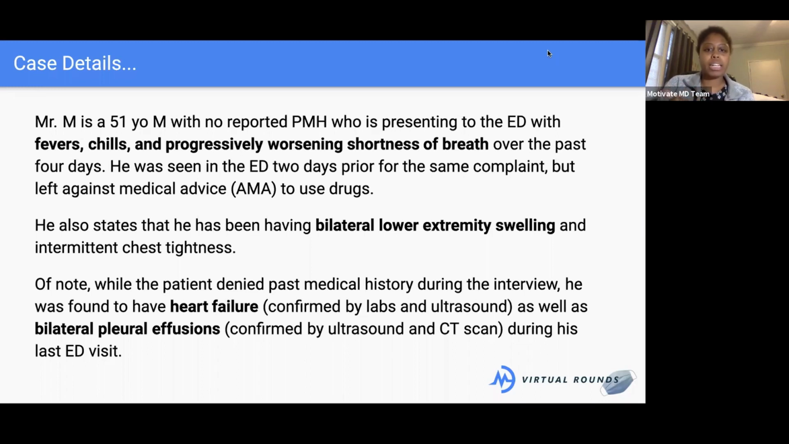After I interviewed him, I went back and looked at his chart, and even though he said he didn't have any medical history, during his last visit in the emergency department, he was actually found to have new onset heart failure. So someone put an ultrasound on his heart, just very quickly, like a bedside ultrasound, and saw that he didn't have any squeeze on his heart, and also his labs showed that he was in heart failure. Additionally he had an ultrasound done and a CT done of his chest that showed that he had bilateral pleural effusions. Those were done because there was concern that he had a pulmonary embolism because of his shortness of breath. So that is when I first met him.